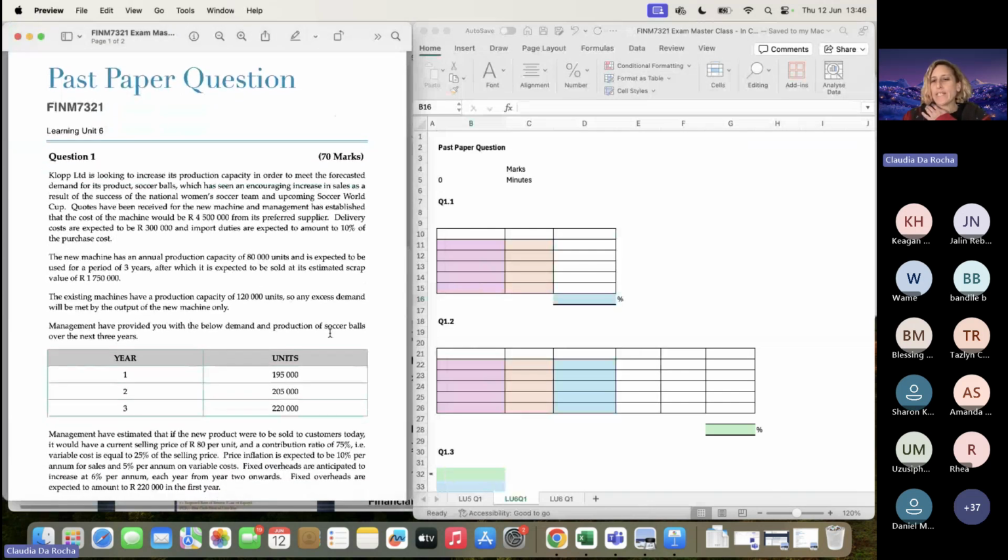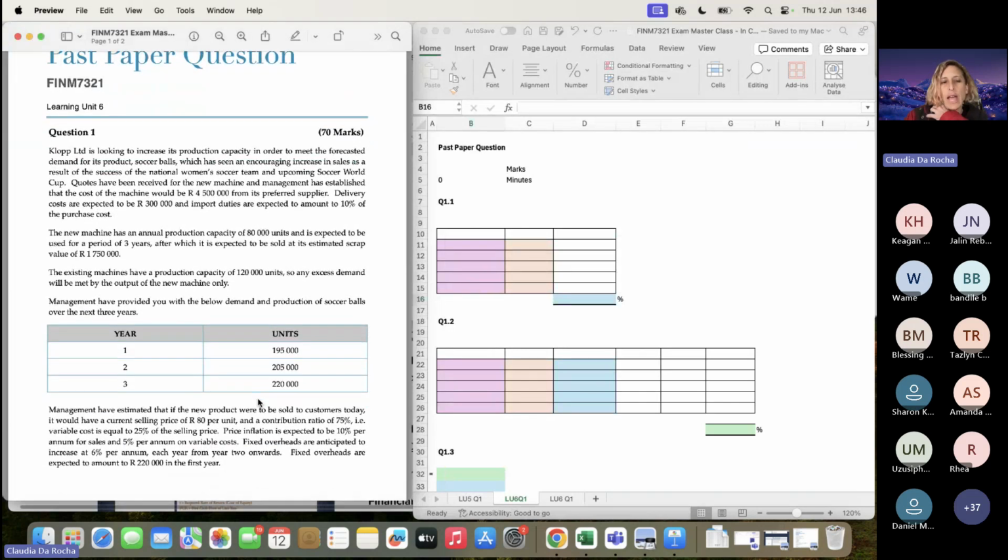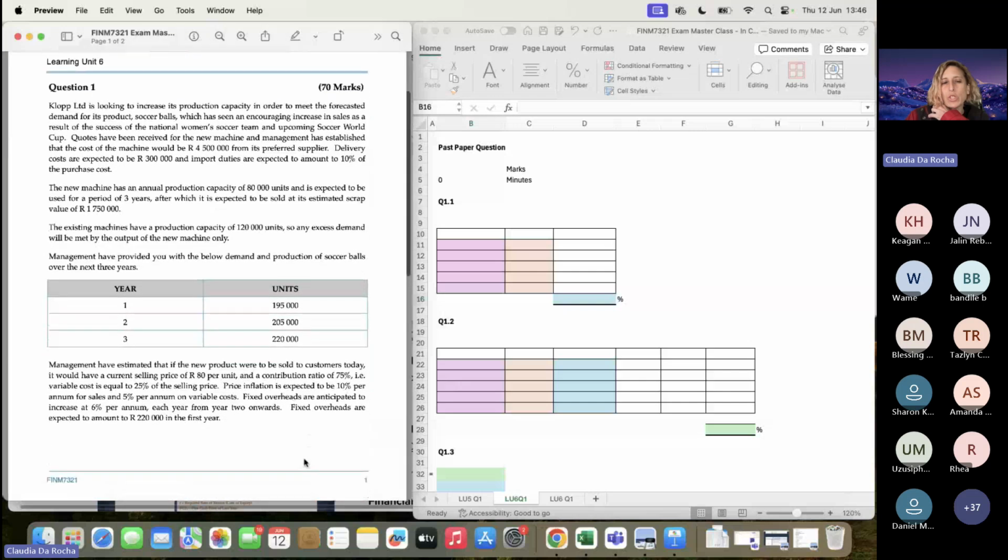All right, so learning unit 6, like I said, is the hardest learning unit that we have because it asks us to calculate our cash flows as well as look at tax. So we'll unpack that a bit in this question. How would you structure it, and how would you answer it?